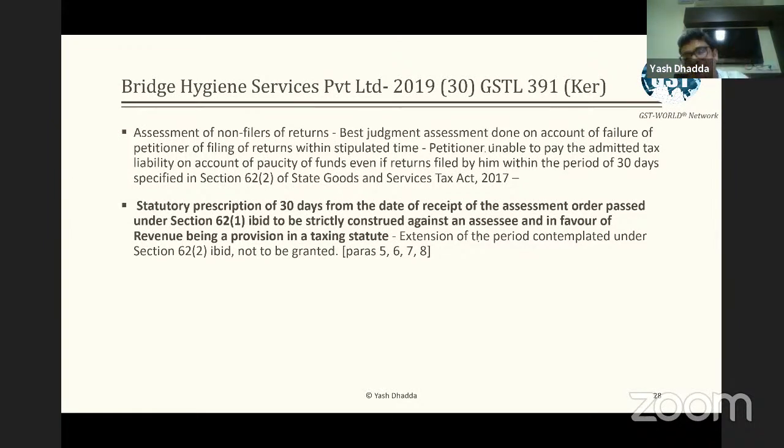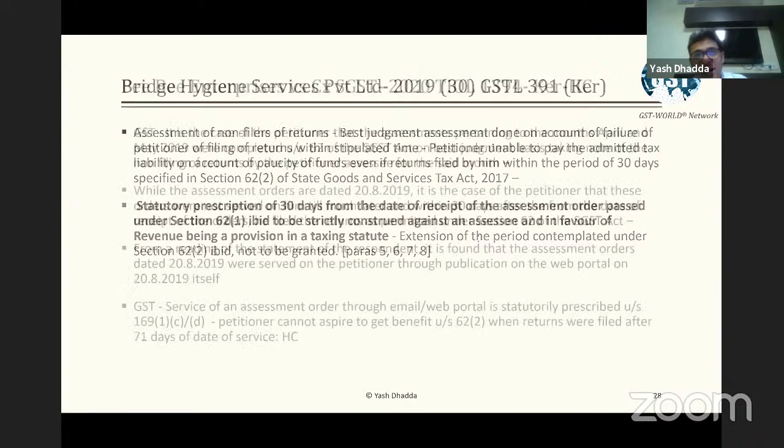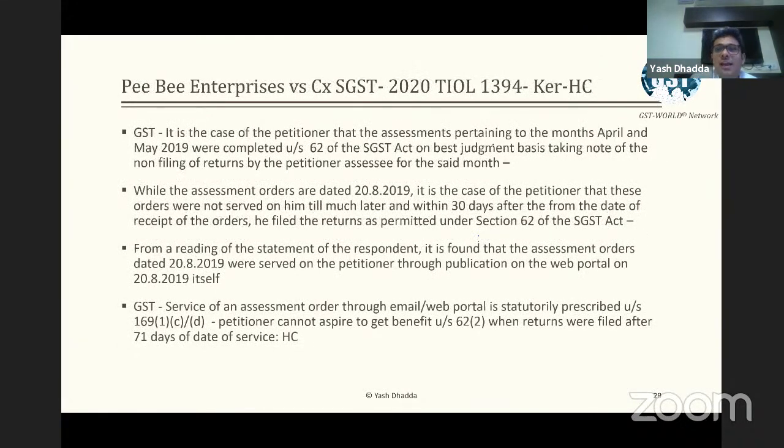That is why, friends, it becomes very important that in case of best judgment, it is taken care of. Again, the Kerala High Court, one more judgment in respect of best judgment, came in PB Enterprises, where the assessee said that the order was not served on him. The order was not served at all, and therefore he could not file the return.